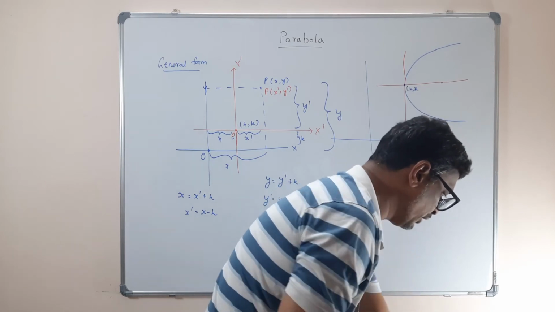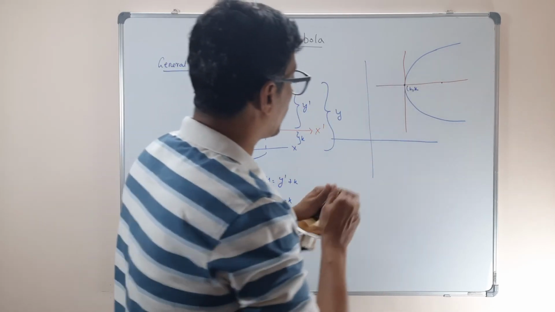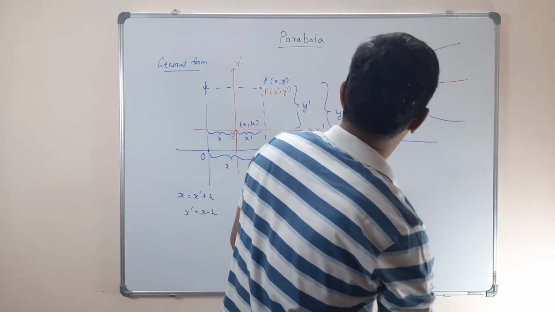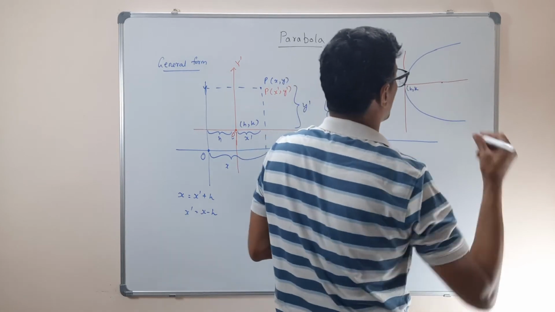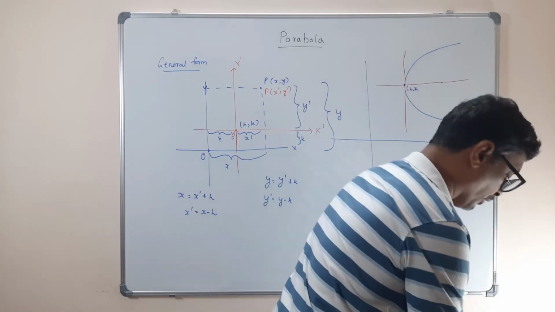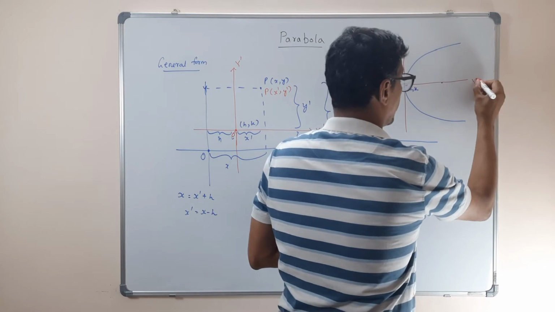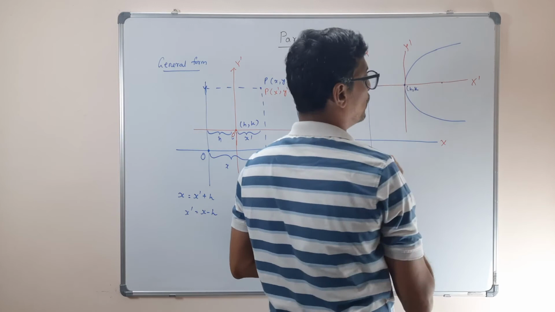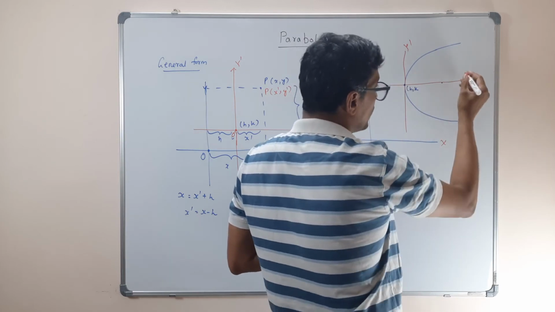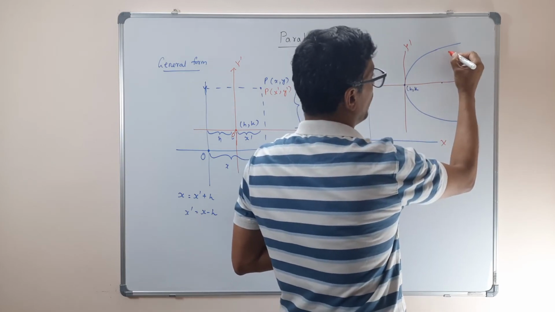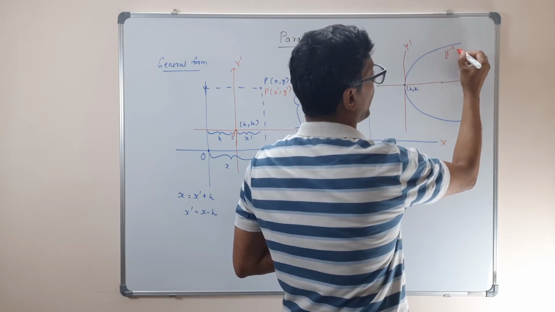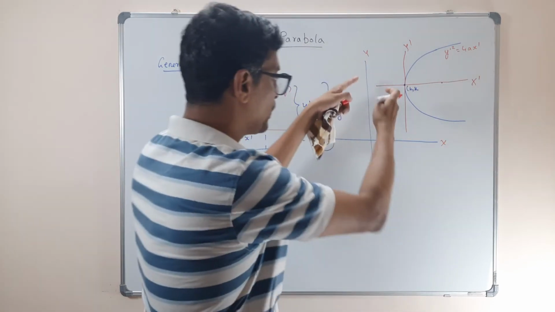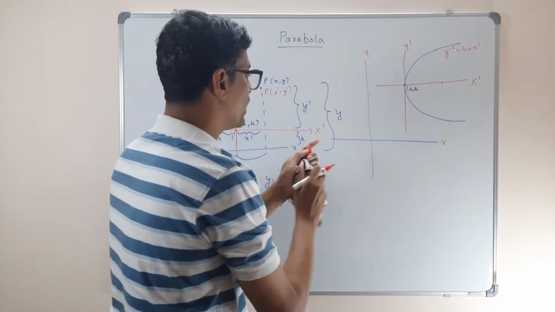So for this frame, let me write it out. We will call this your x prime and y prime. This is x and this is y. So what is the equation of the parabola in terms of the x prime frame? y prime square equals 4a x prime. Now you want to represent it in our actual frame. Am I right? So what will it be?